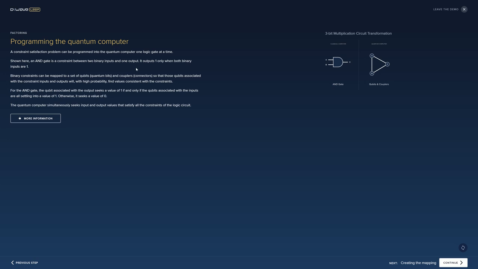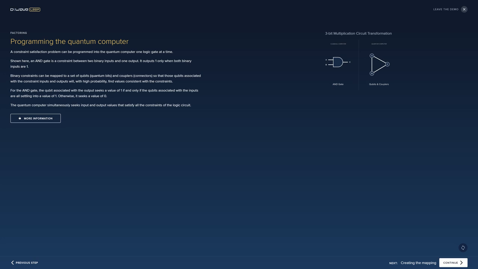So we go forward, it outputs 1 only when both binary inputs are 1. Yeah, 1, 1. Yeah, logically. Binary constraints can be mapped to a set of qubits, quantum bits, and coupled connectors, so that those qubits associated with the constraint input and output will, with high probability, find values consistent with the constraint. Awesome. If you understand that.